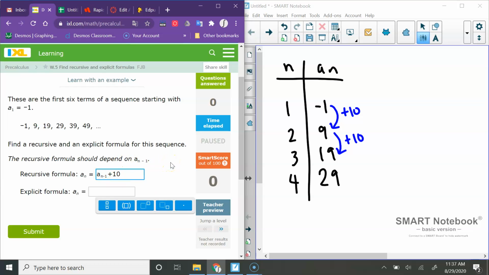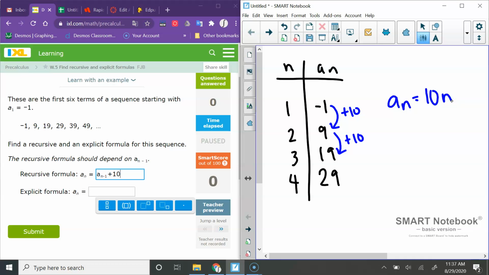My explicit formula, I'm going to have to dig a little bit deeper for. This is an arithmetic sequence. We're adding something each time. So the explicit formula is going to have to be linear in this case. So that 10 is going to be my slope. So I'm going to have a sub n equals 10n, and then the first term is not our y-intercept. The first term is going to be right before the y-intercept. We need the 0 term for that.